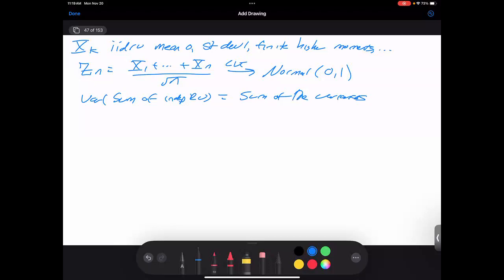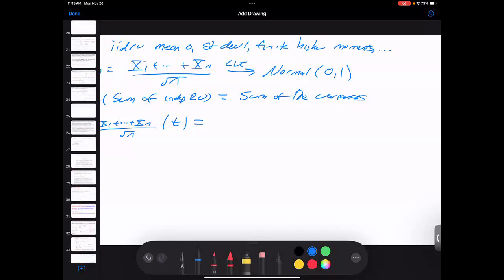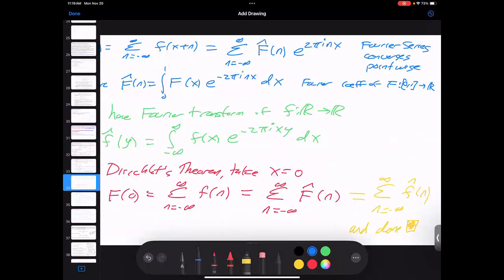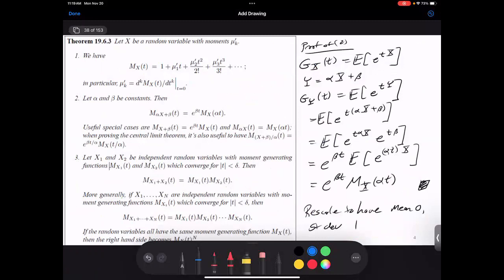So what we can do is we can look at the moment generating function of (x1 plus ... plus xn) over square root of n, at t. And then, this is the nice thing about lecturing like this, I should have somewhere a slide where I have some stuff. Here we go. The moment generating function of a sum is the sum of the moment generating functions, and then the moment generating function of alpha x is the moment generating function of x at alpha t.